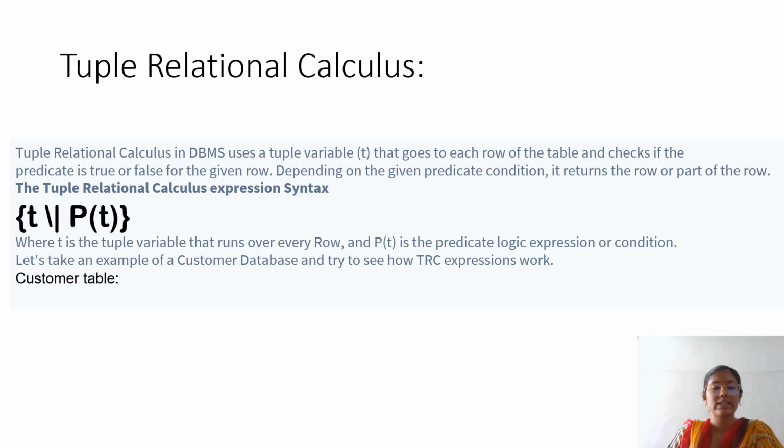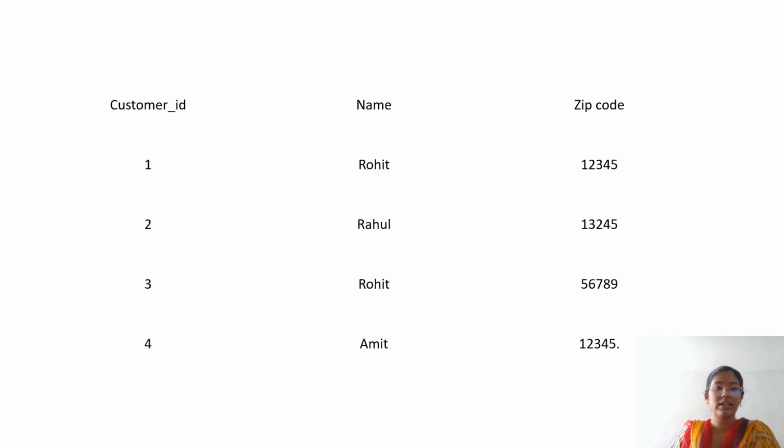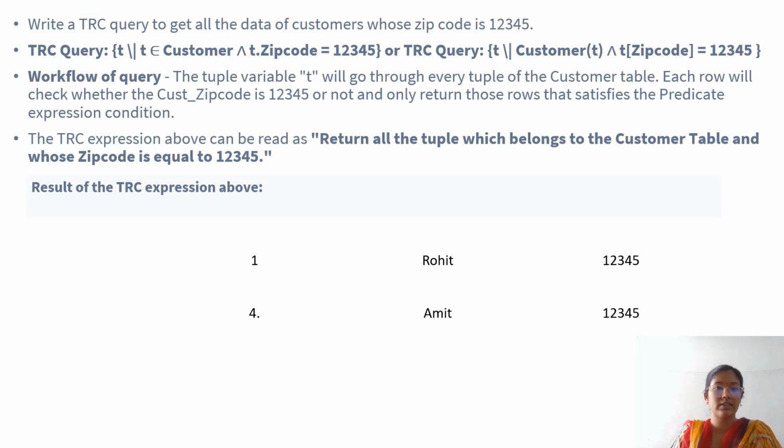The tuple relational calculus expression syntax is given below, where T is the tuple variable that runs over every row and P(T) is the predicate logic expression or condition. Let's take an example of a customer database and see how tuple relational calculus expressions work. Here is a table consisting of customer IDs of 4 members, their names and their zip codes. Here is the question: write a tuple relational query to get all the data of the customers whose zip code is 12345.